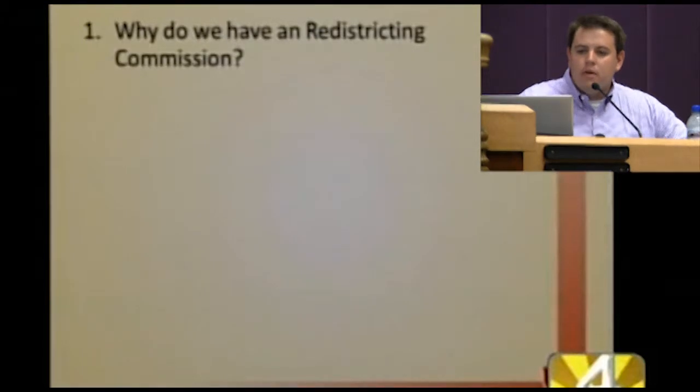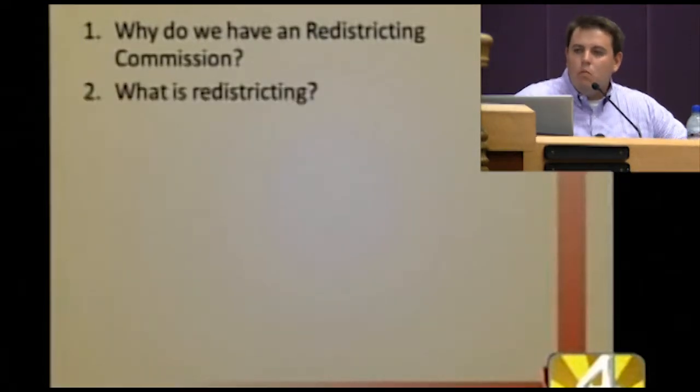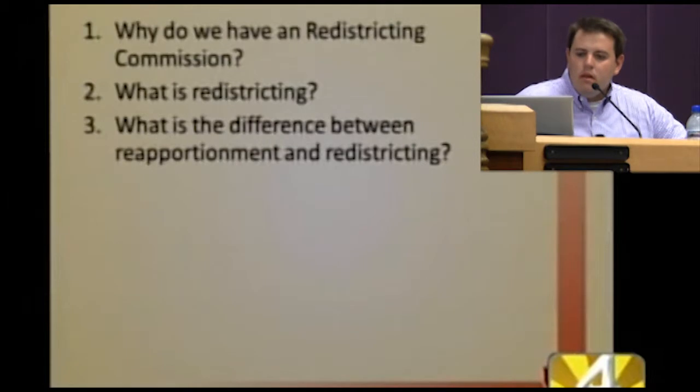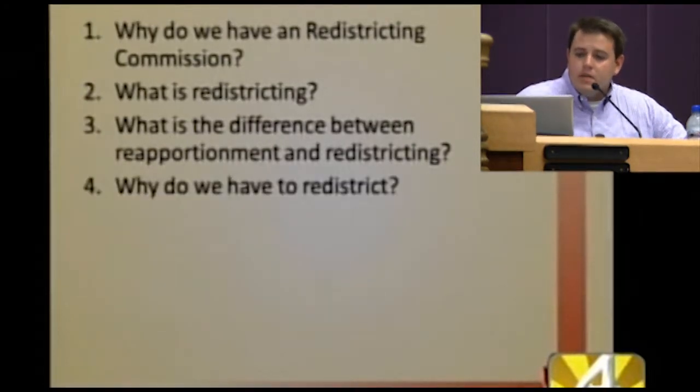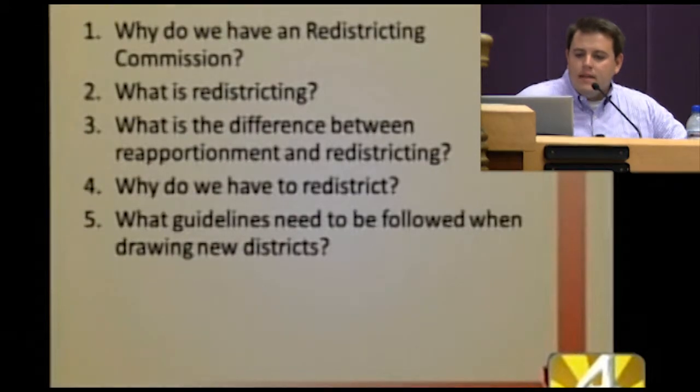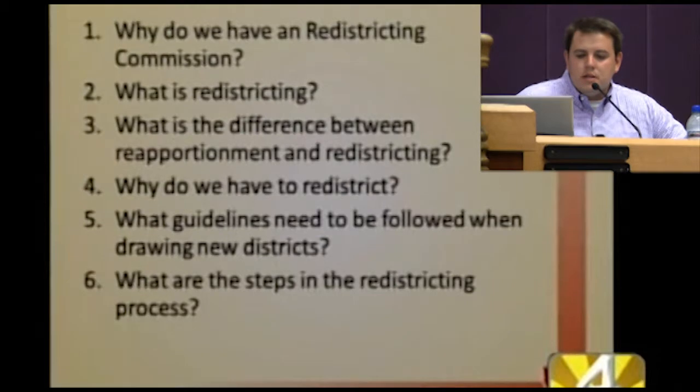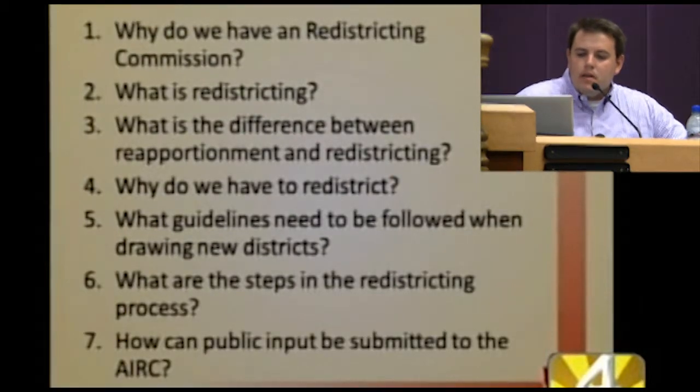Apologize. The first thing we'll be covering is why do we have a redistricting commission? What is redistricting? What is the difference between reapportionment and redistricting? Why do we have to redistrict? What are the guidelines that need to be followed when drawing new districts? What are the steps in the redistricting process? And how can public input be submitted to the AIRC?